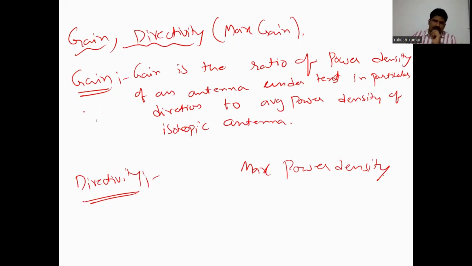These are very, very important. This is the most important parameter of an antenna. Take any practical antenna, any mobile, they'll ask what is the speed and so on. The most fundamental thing is gain and directivity. So this is the only difference: gain is general, the ratio of power density, but directivity is the maximum gain. Okay, let us write down the expressions.